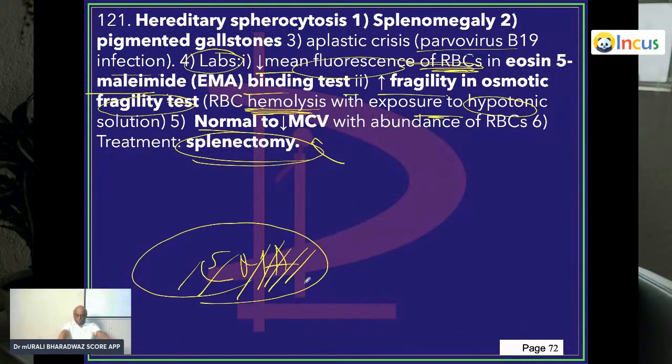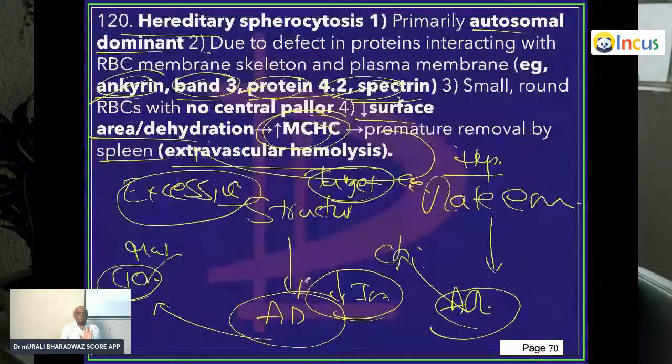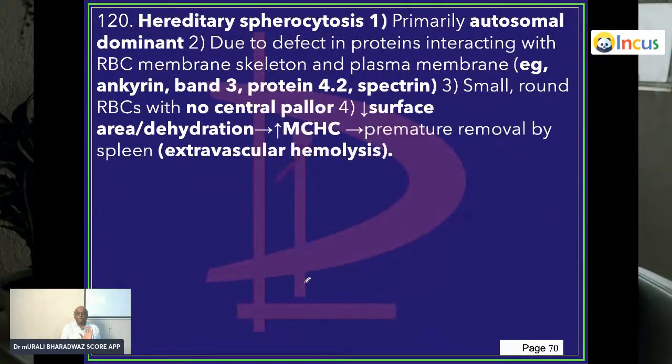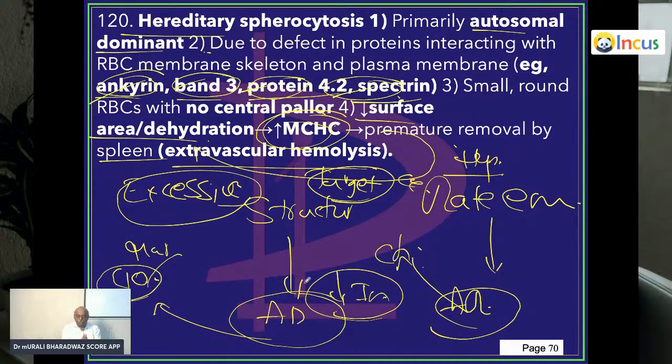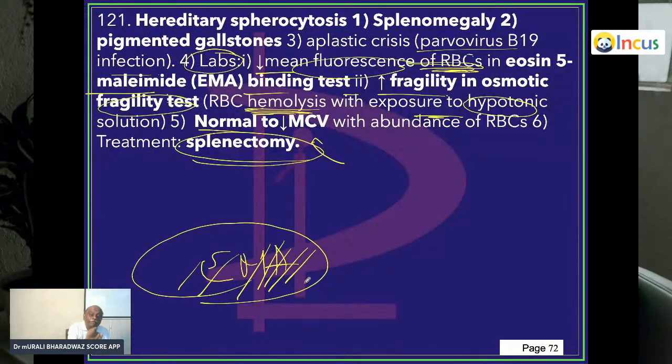So how will you revise in the second reading? Hereditary spherocytosis: splenomegaly, gallstone, EMA binding test, osmotic fragility, splenectomy. That's all. Only those bolded areas you should get ready. Then hereditary spherocytosis: autosomal dominant, ankyrin, band 3, protein 4.2, but 4.1 is in elliptocytosis, and spectrin. There is a decreased surface area. It is an extravascular hemolysis. Finished. Over. Like this you should revise, last moment, quick. That's how you will revise hereditary spherocytosis within 1 minute.